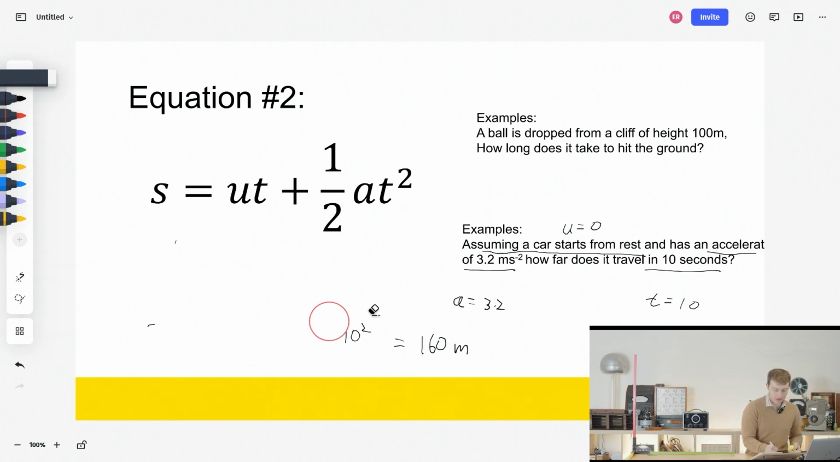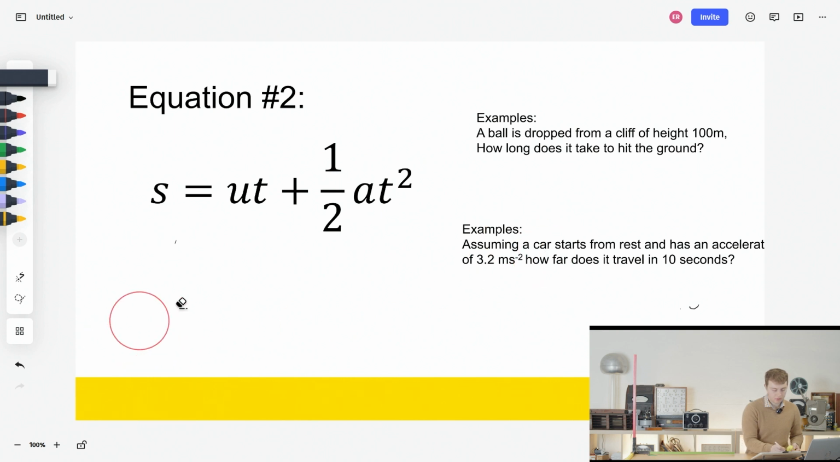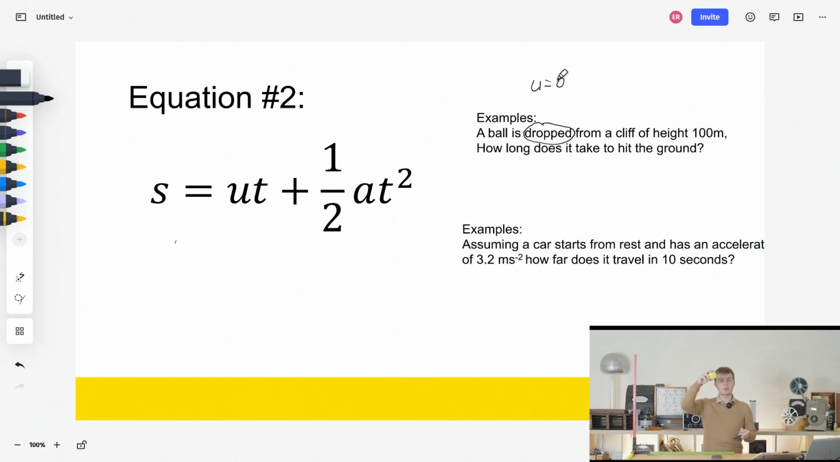All right, let's try a third one. A ball is dropped from a cliff of height 100 meters. How long does it take to hit the ground? Now this one is a bit more complex, right? We have a ball dropped from a cliff, and therefore there are some assumptions inherent in the language that we're using. First of all, dropped implies an initial velocity of 0. Dropped implies being dropped from rest, whereas thrown is when you have an initial velocity.